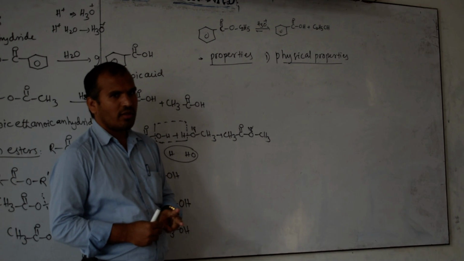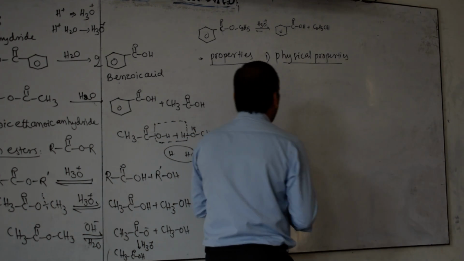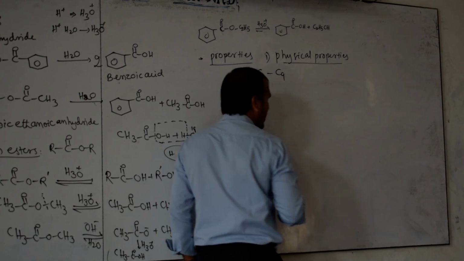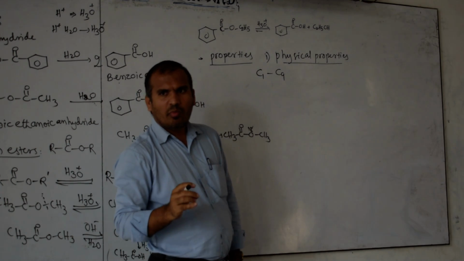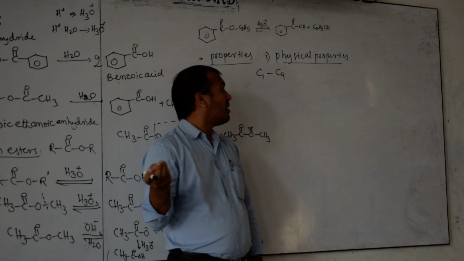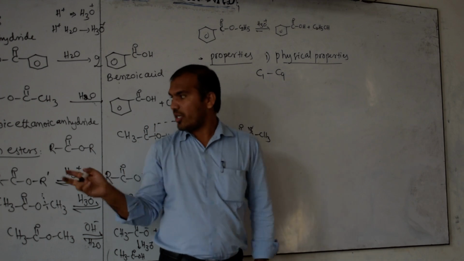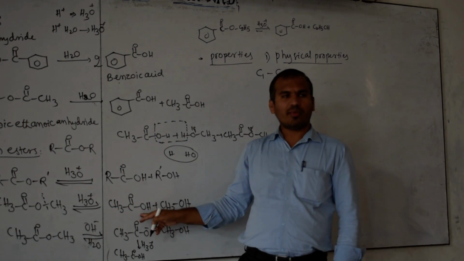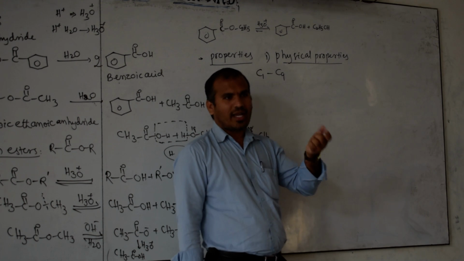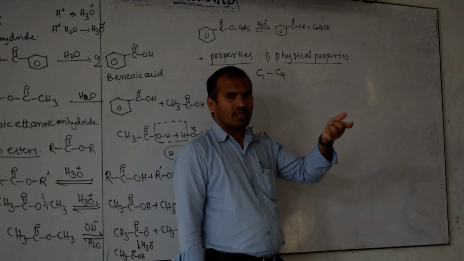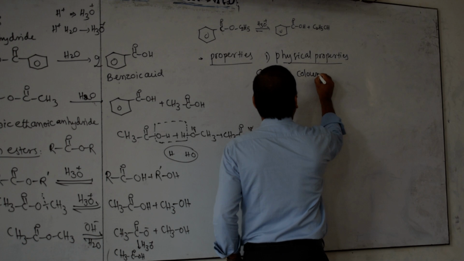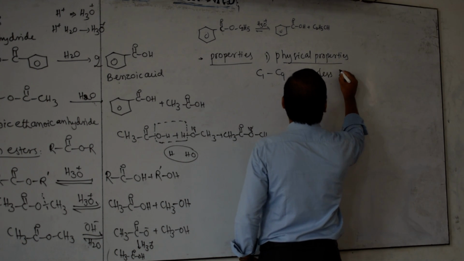So now, the first physical property we are discussing here: C1 to C9 carboxylic acids. C1 carbon means what is that? Formic acid. Formic acid has how many carbons? One. And acetic acid has how many carbons? Two. Already shown here, acetic acid, 2 carbons. So this is C9, what is that? Nonanoic acid. It means a 9 carbon acid it is. So up to 9 carbons, they are colorless liquids.